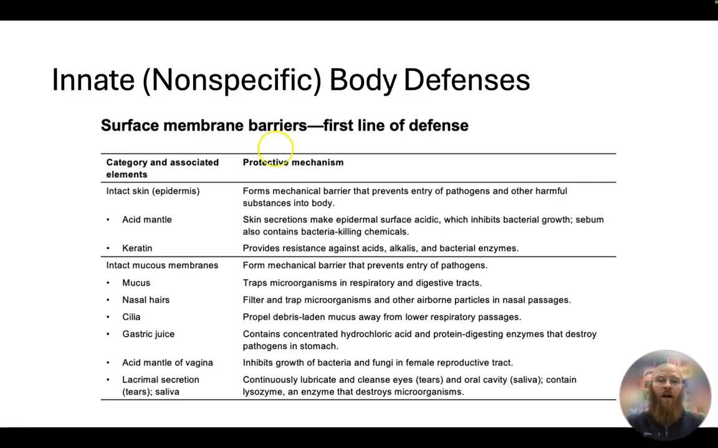So for example, you can think of skin as forming a mechanical barrier, right? You can think of the acid mantle, right? Which is all of those secretions that are made by your skin. You can say, oh, well, what does that do? Well, it inhibits bacterial growth on the surface because the surface is relatively acidic. And so you can go through each of these and just hit pause and make sure that we understand in what way each of these elements are contributing.